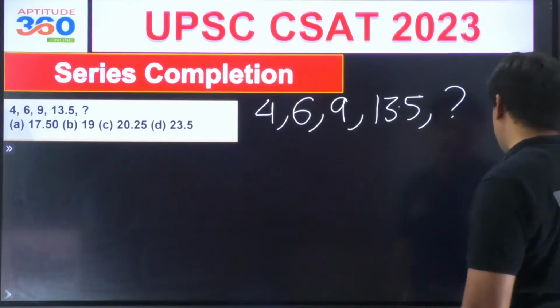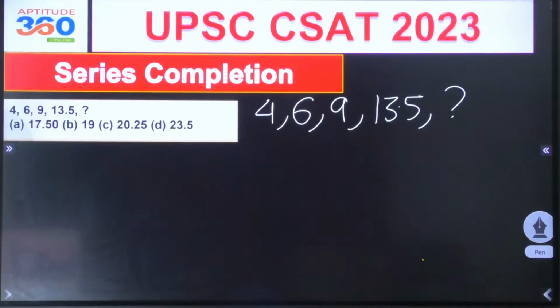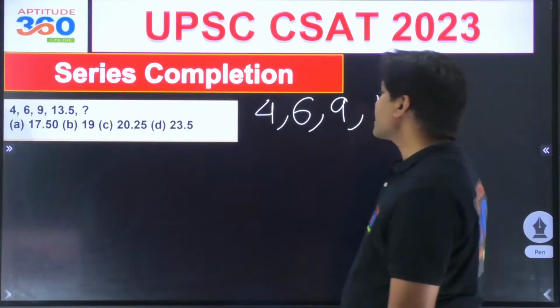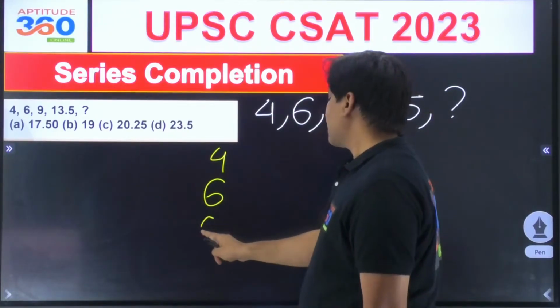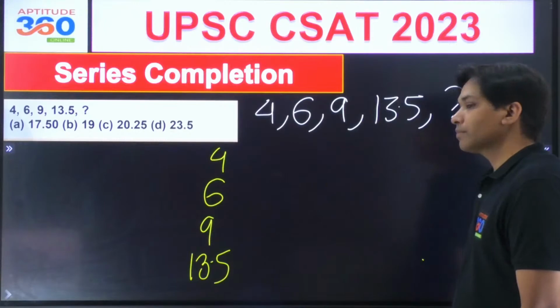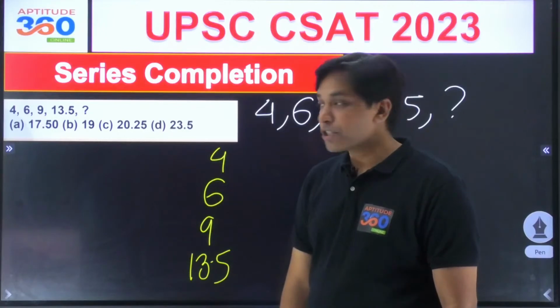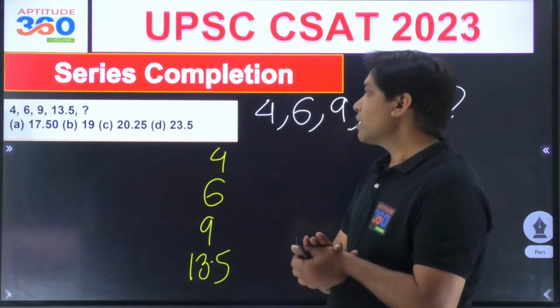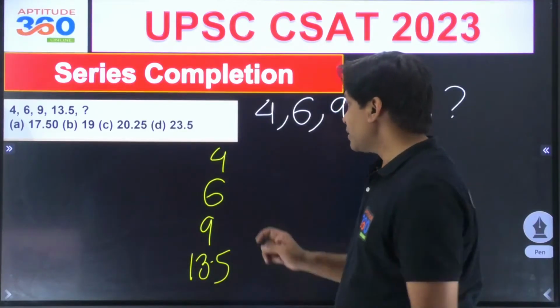It is going to be the next term out here. What is this, guys? You got 4, and then 6, and then 9, and then 13.5. Shivam is getting the answer. Vishal is getting the answer. Divya is getting the answer. And what is happening out here?